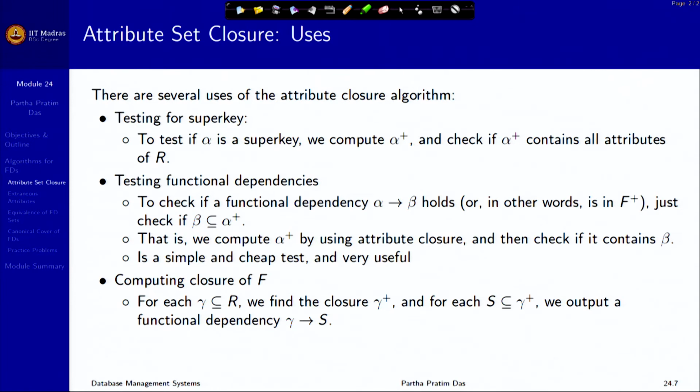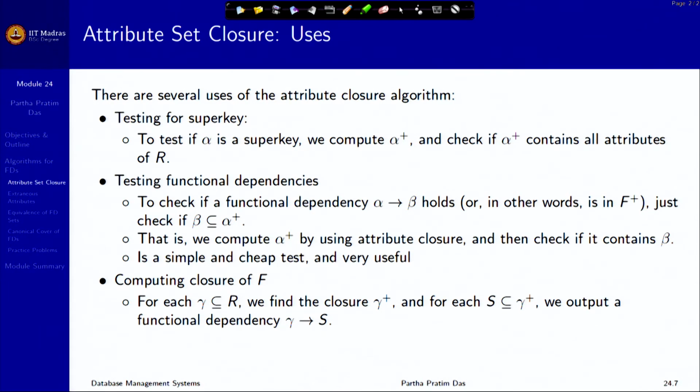We can also check for candidate key by taking subsets of a super key and checking if that too is a super key or not. We can check for functional dependencies, that is, to check whether alpha determines beta. All that we need to do is to compute the attribute closure for the set alpha, which is alpha plus, and check whether beta is a subset of that. If it is, then the functional dependency holds. If it is not, then it does not hold.